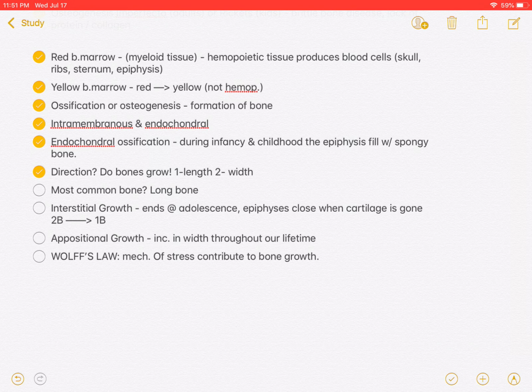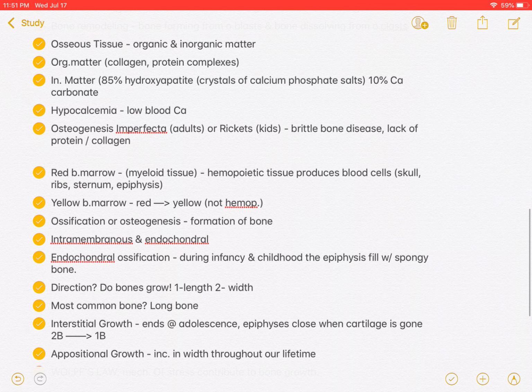What direction do bones grow? 1 is length, 2 is width. Associate length with interstitial growth. Remember, the most common bone is long bone. Interstitial growth ends in adolescence, and the epiphyses close when the cartilage is gone. Two bones form one. You can see that also with your sacrum and your pelvis, your coccyx as well. Appositional growth is an increase in width throughout your lifetime. Wolff's Law: mechanisms of stress contribute to bone growth. So you want to move the bone to not atrophy it. That's the end of this part.